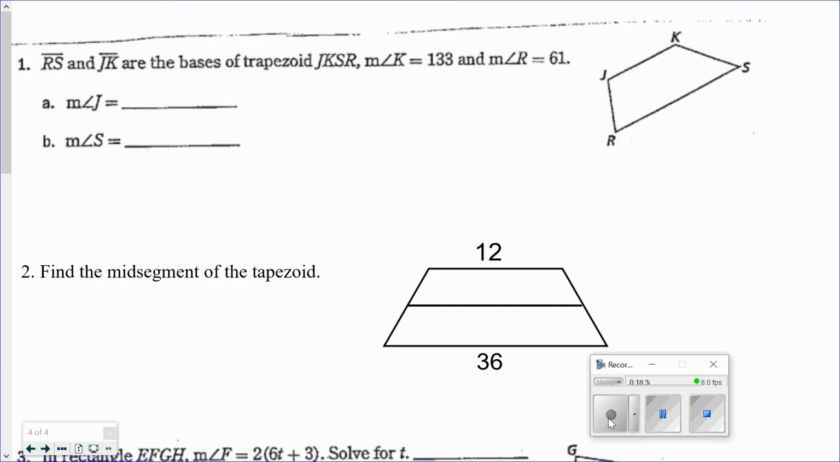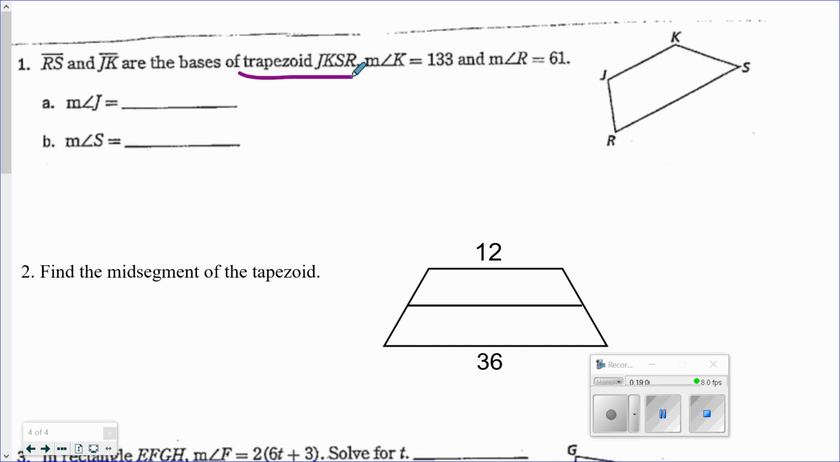Segment RS and segment JK are the bases of our trapezoid JKSR. If the measure of angle K is 133 and the measure of angle R is equal to 61, we want to figure out the measure of angle J and the measure of angle S. First off, we just know that this is a trapezoid, not an isosceles trapezoid. So in looking at the pictures, we can see that those legs are not congruent.